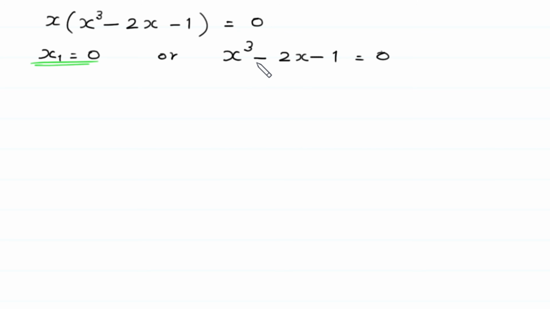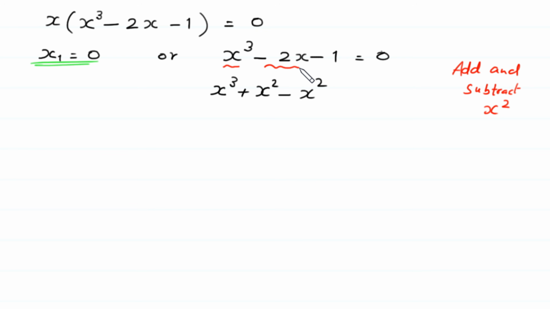Now because in this expression we have no term with second power of x, we add and subtract x squared in this x cubed, like this. x cubed, we add x squared and we subtract x squared, and we split this negative 2x as negative x minus x, and in the last this negative 1 is equal to 0.